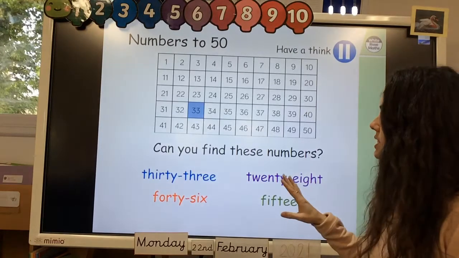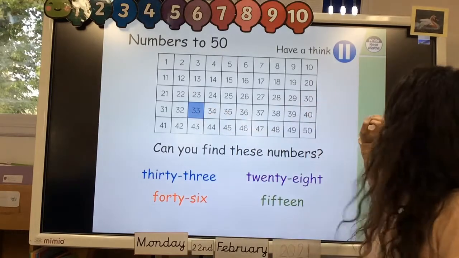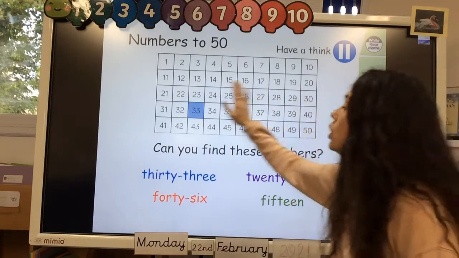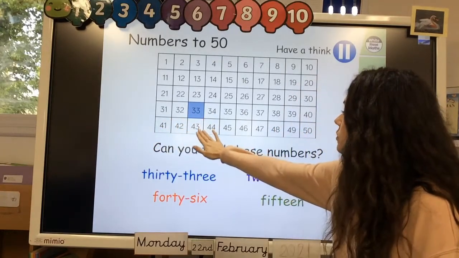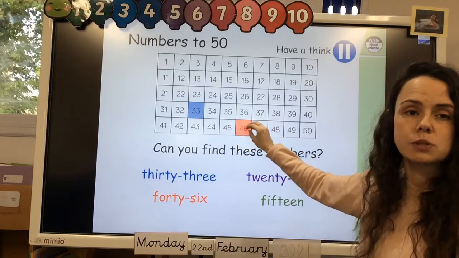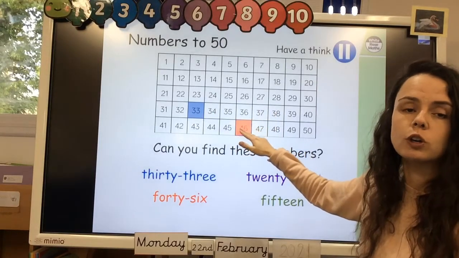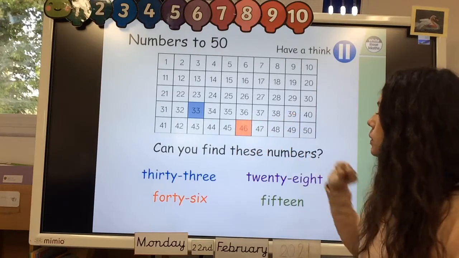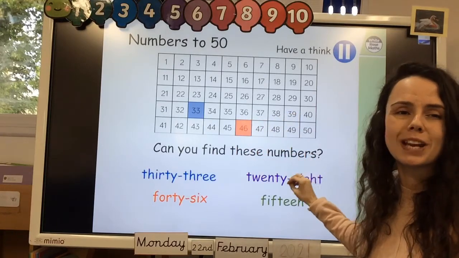My turn to find 46. So I'm going to find 40, which is here. 40, and I'm going to count along 6. So 41, 42, 43, 44, 45, 46. This one here is 46. It's got the 4 for 40 and then the 6 afterwards. 46. Well done. Our next one is 28.